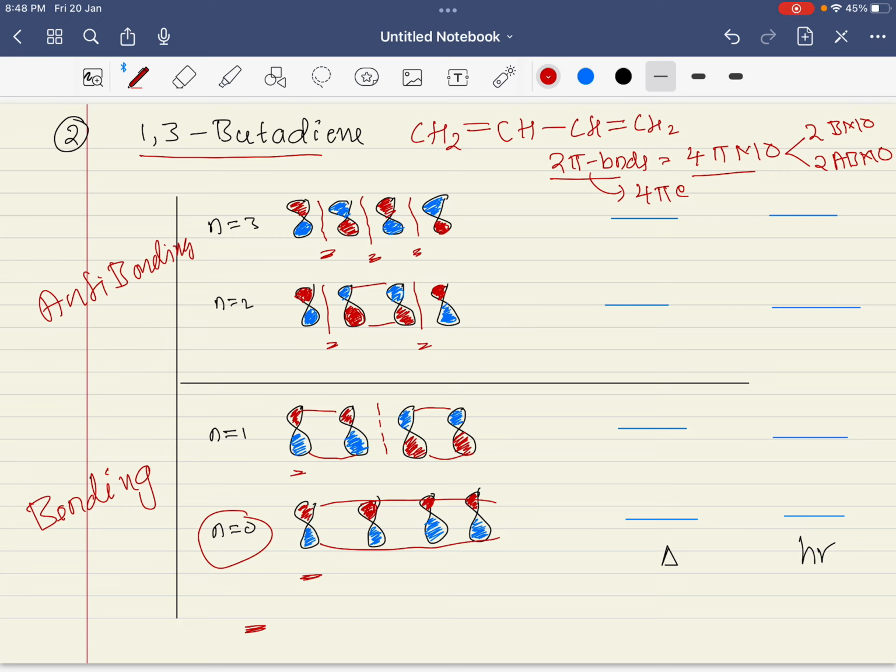And I also told that there are 4 pi electrons here. In the ground state, the 4 pi electrons can be placed like this, and this level is called HOMO. HOMO means highest occupied molecular orbital, and this will be LUMO, lowest unoccupied molecular orbital. In photochemical condition, these electrons will remain here, but one electron from this will be transferred to the excited state. This is the molecular orbital diagram of 1,3-butadiene.